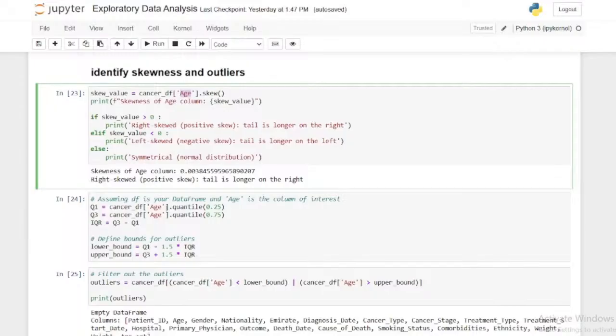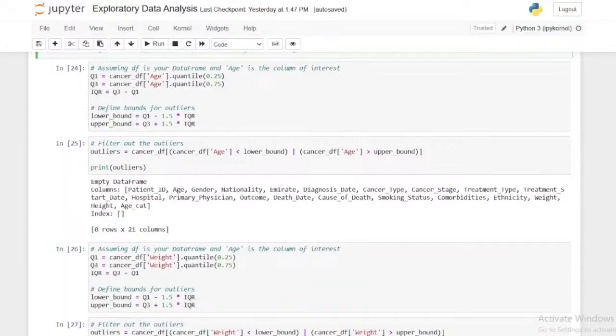Q1, which you've gotten using .quantile(0.25), minus 1.5 times your IQR, which is Q3 minus Q1. So you set your lower band and your upper band, and with this we can filter out our outliers. So you see, when I filtered out these outliers, it returned an empty data frame, stating that we don't have any outlier for the age column.